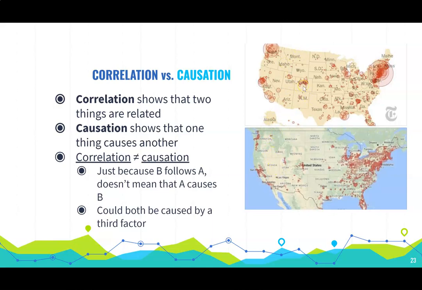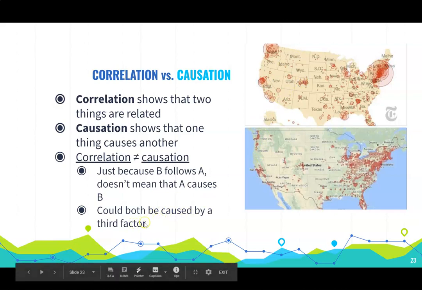It's true that we see a lot of overlap between the red dots in the top map and the red dots on the bottom, but this is also in line with the population, right? We see the more populated areas, it makes sense, have more need for cell reception. They also have more people who can contract this virus. So in this case, we have correlation, where yes, the two things are related, but they are both caused by a third factor, in this case, population density.